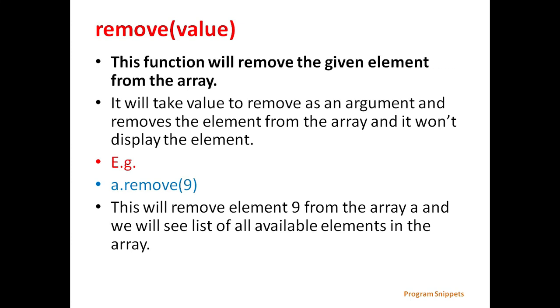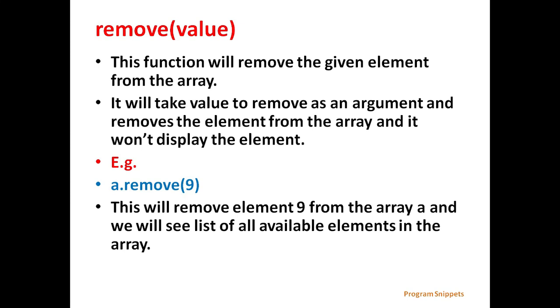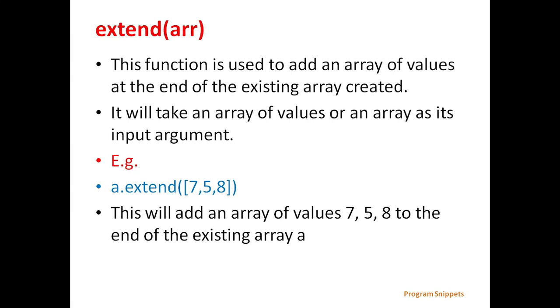Next is remove with parameter value. This function will remove the given element from the array. It will take the value to remove as an argument and removes the element from the array and it won't display that element. For example, a.remove 9. This will remove the element 9 from array A and we will see the list of all the available elements in the array.